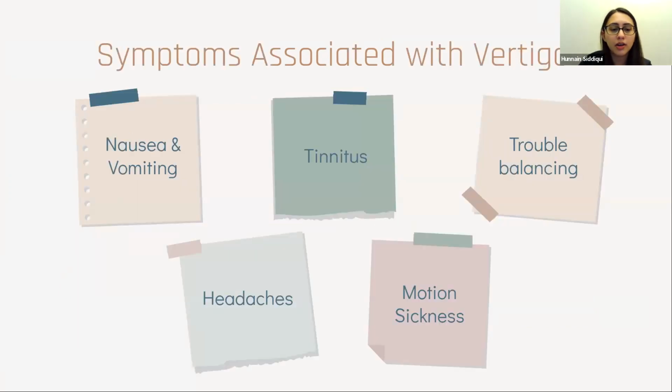So again, I wanted to mention, even though vertigo is not a disease state on its own, it is a symptom of multiple disease states. However, you can see these symptoms that are also associated or occurring concomitantly when you have vertigo. And so those can include nausea and vomiting, tinnitus, which again is that ringing in your ears, trouble keeping your balance. You can have some headaches and then also some motion sickness.